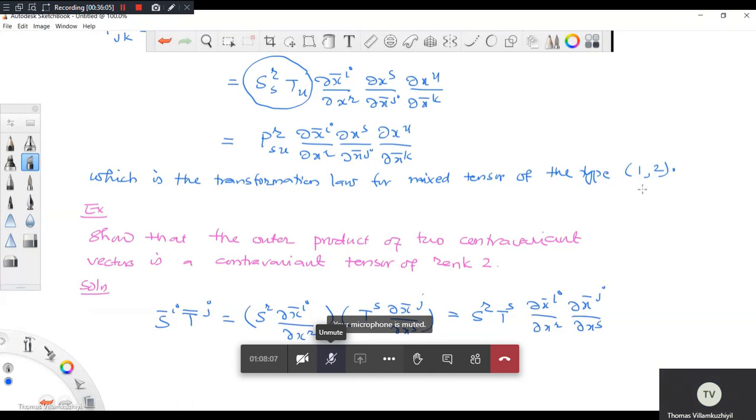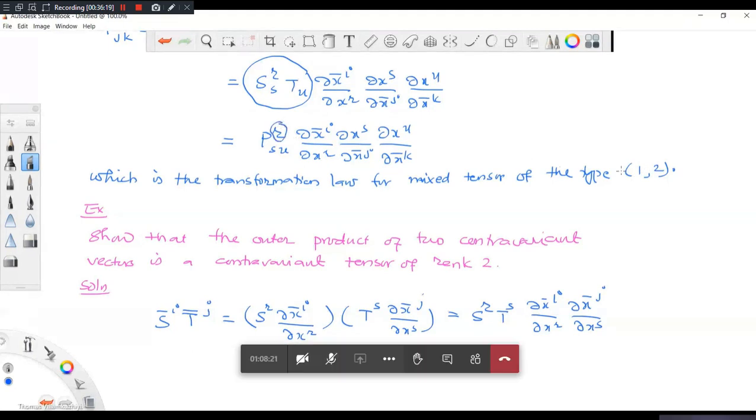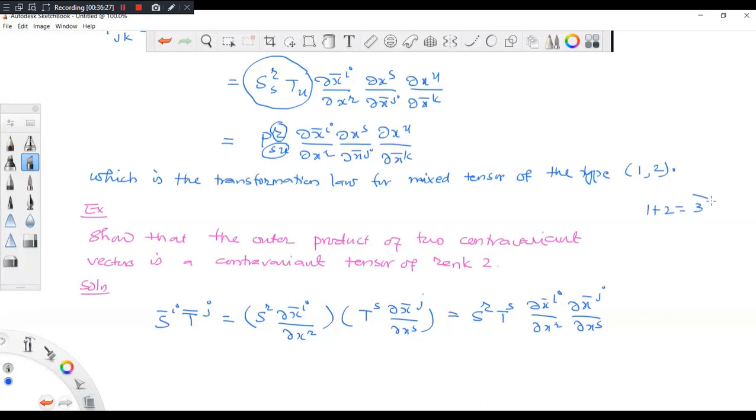Yeah, rank 3 and type 1 2. What does type 1 2 mean? Contravariant in one index. See, look here: contravariant is only one index, and covariant is 2, the lower 2. That's the meaning of that. And the total rank of this means 1 plus 2, you add them, so 3 is the rank.